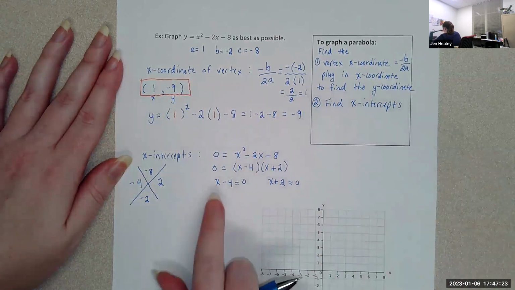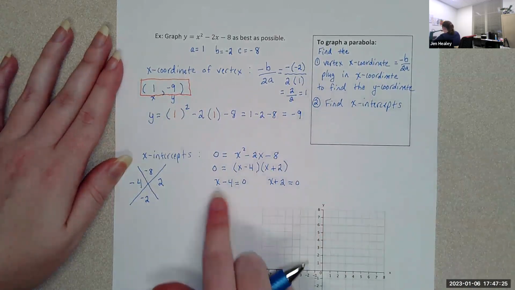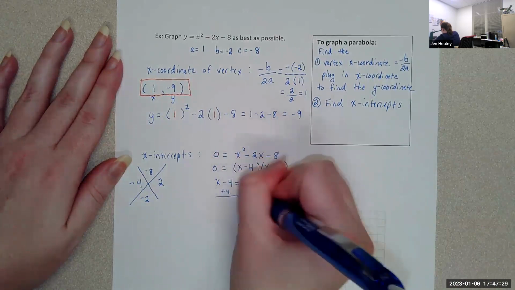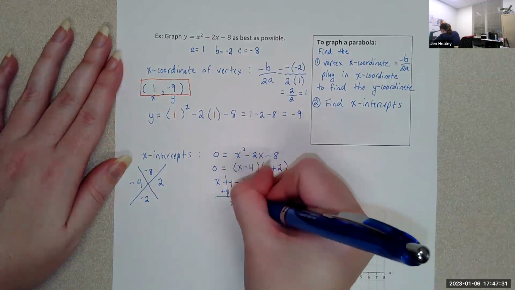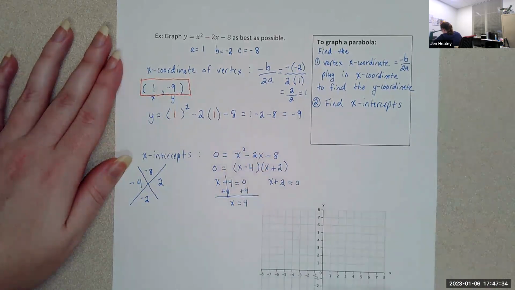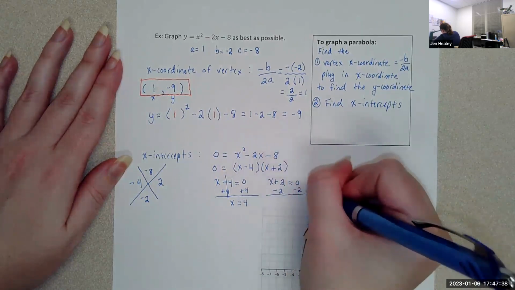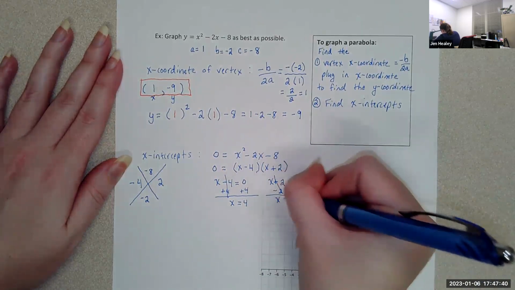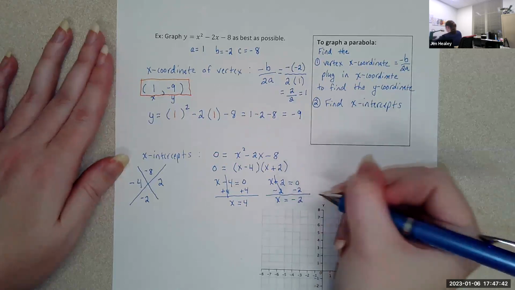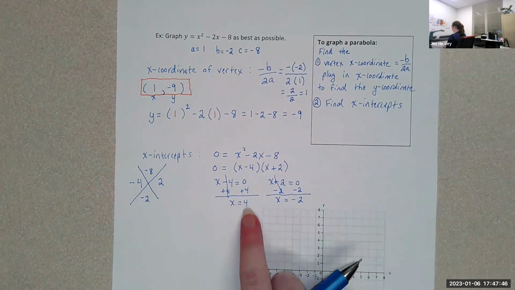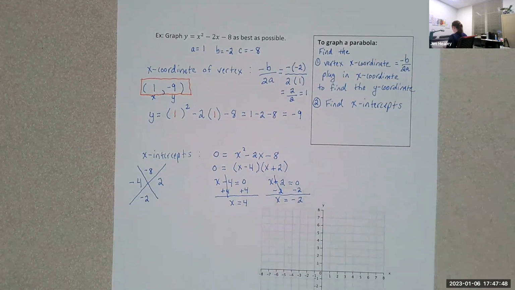And so we go ahead and solve those, and it just ends up being the opposite of what we're seeing here. If I go ahead and solve, I'm adding 4 to both sides, which means that I get x is equal to +4. And then for this one to solve, I'm going to subtract 2 from both sides. And that's going to give me x is equal to -2. So we've got our 2 x-intercepts for our parabola. One is at 4 and one is at -2.